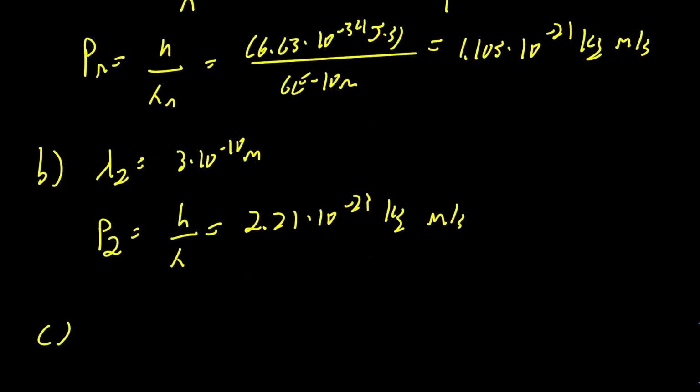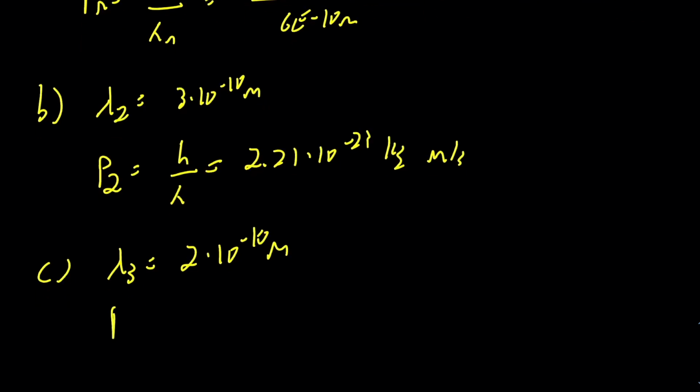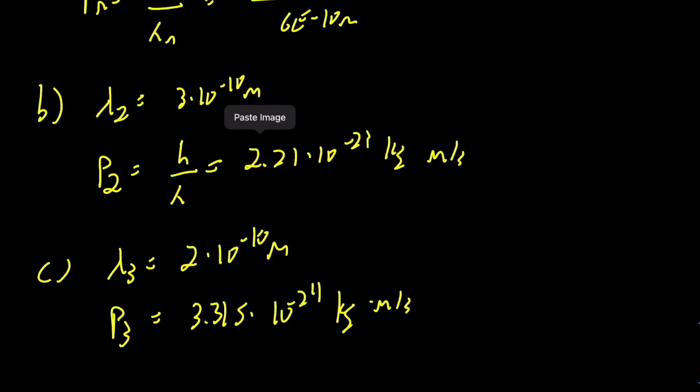And part C, it's the same process again. I know it's tedious. I'll just do a shortcut. There we go. And P3, you guys know the process. Yep, it's 3.315 times 10 to the negative 24th kilogram meters per second.